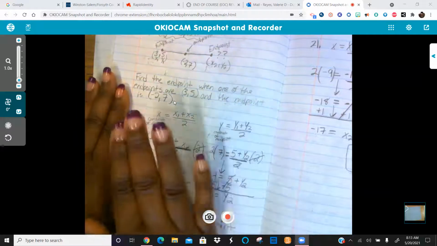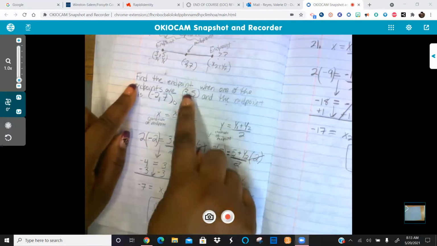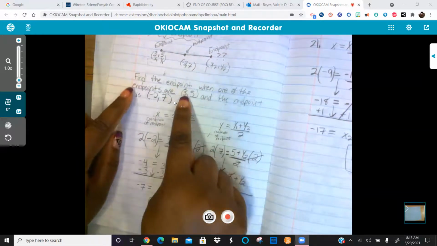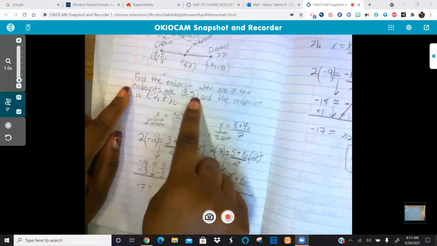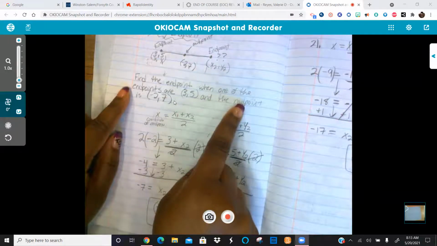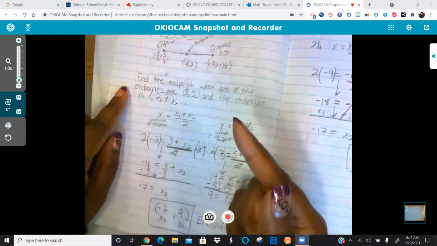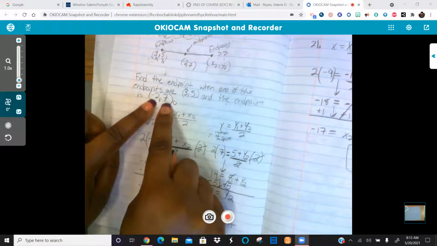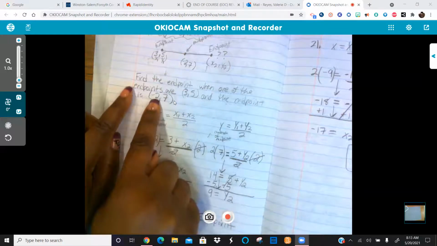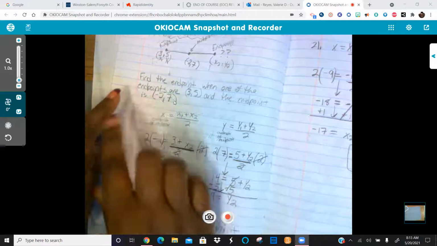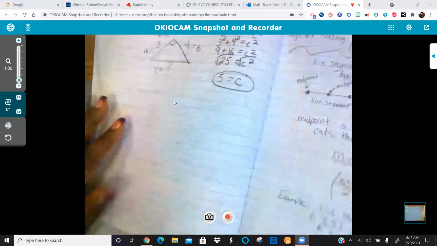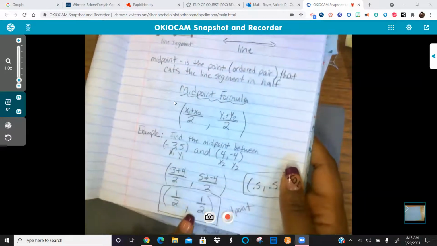So all I'm going to do is substitute the information that I know. It says find the endpoint. Well, one of the endpoints is (3, 5), and the midpoint is (-2, 7). So I'm working backwards really. So this was my answer before. I'm going to take this first, this -2, which was my answer before, right? In the formula for midpoint, it would be my answer.